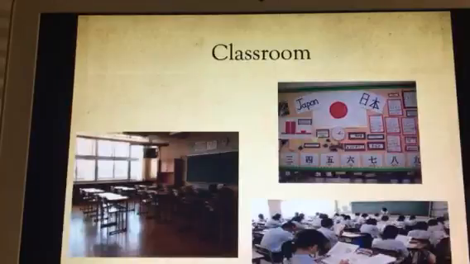Here's some of their classrooms. In regards to the furniture, an interesting fact is that elementary school students can arrange their furniture when needed if they want to do group activities in the classroom. When it comes to secondary education, however, their desks are not able to move around. They're in rows and they stay that way.